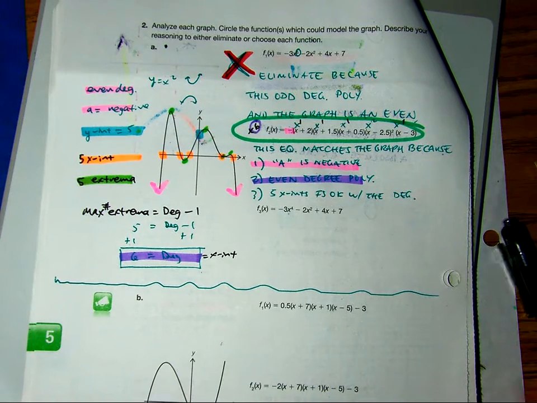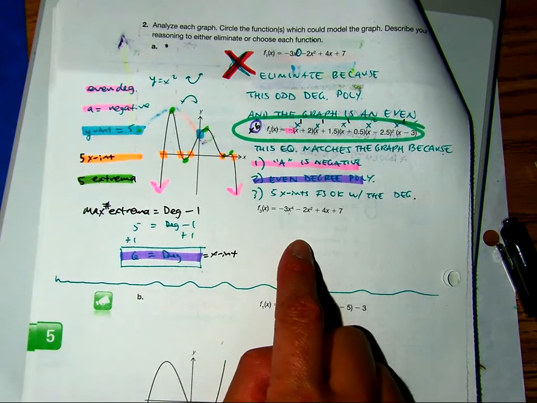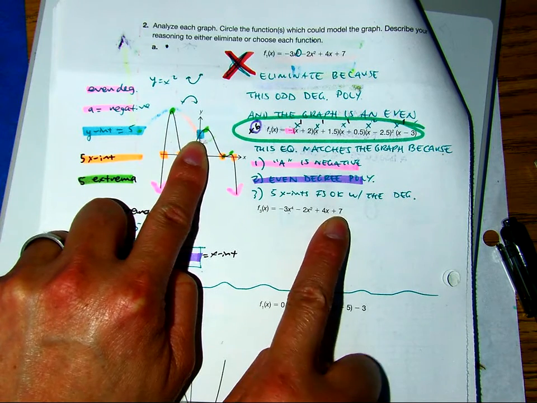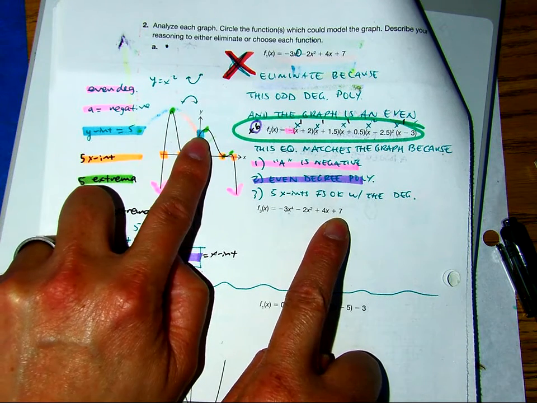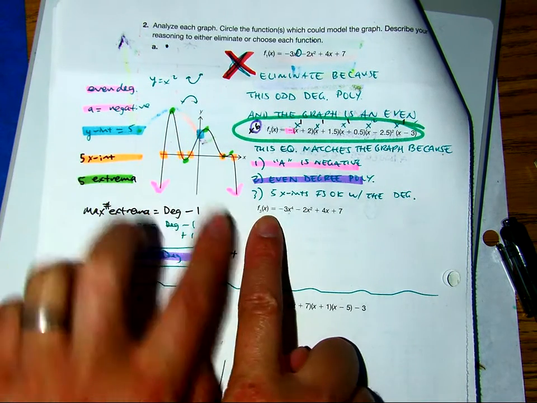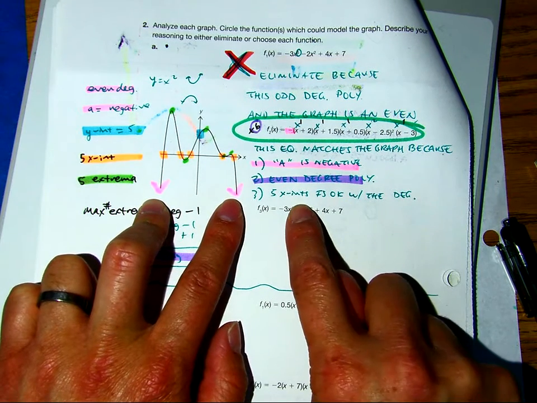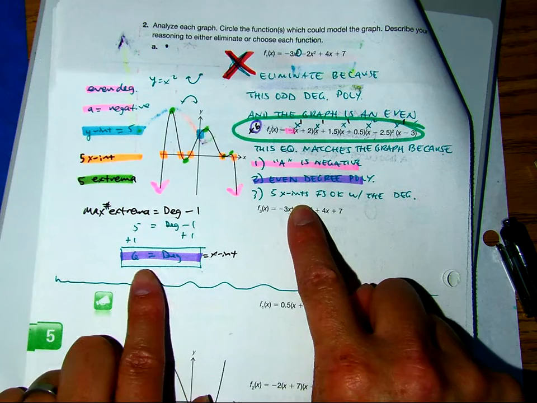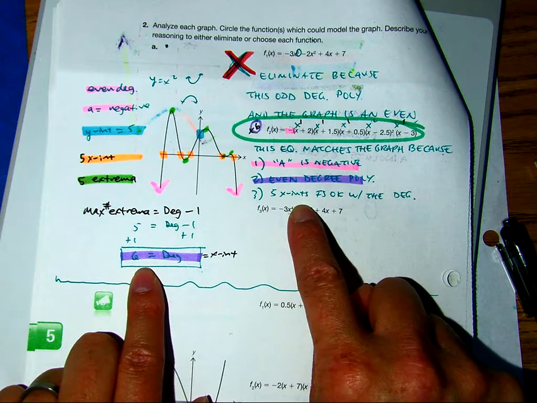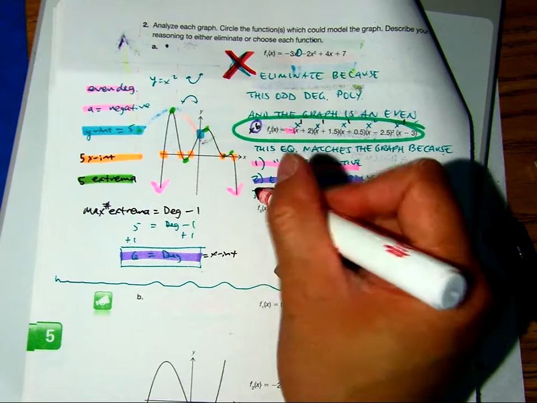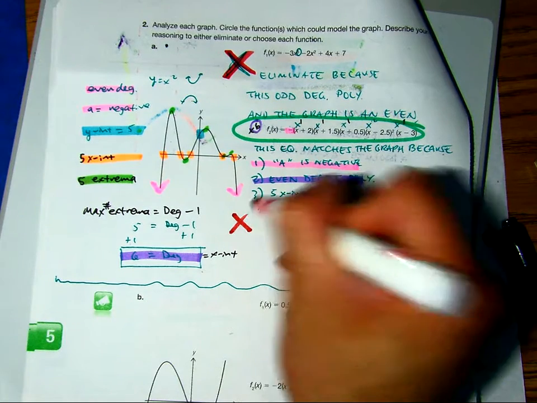Okay, let's look at the third one. I see the y-intercept here. Does that match? It's a positive. Okay, that matches. It has a negative. Yes? And then the degree matches, doesn't it? It's an even. Does it work? No. Take 20 seconds to tell your partner, why do you think this does not match?